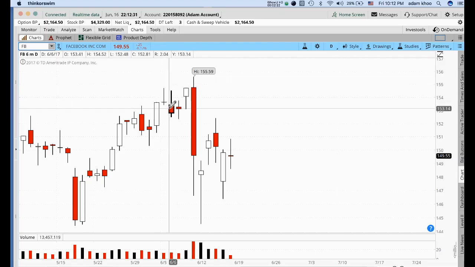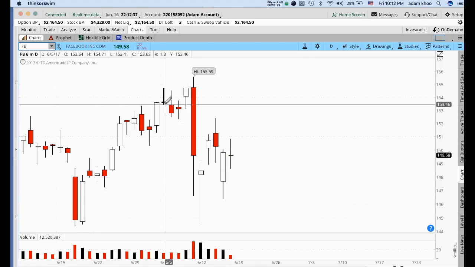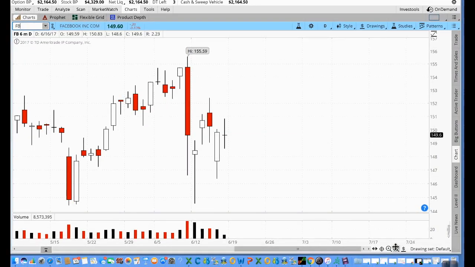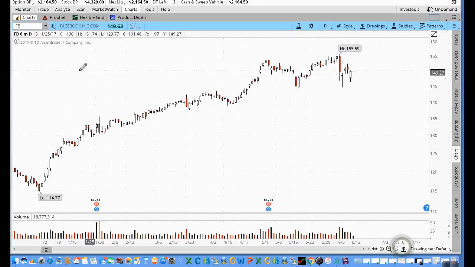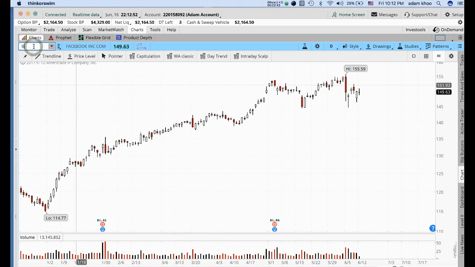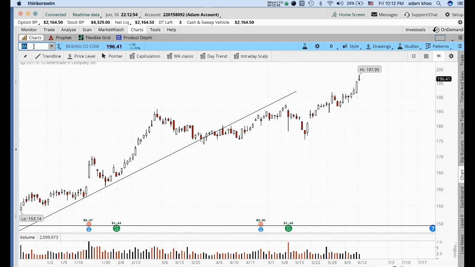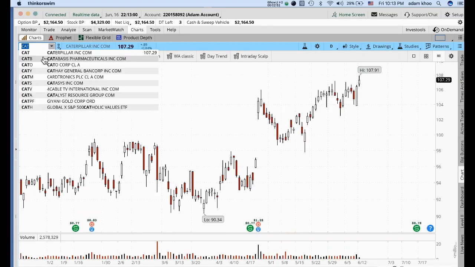Okay, that's important because remember, when we place an order, we want to place our order 3 or 5 cents above the high or the low of the candle. So by putting the pointer over there, we can see the high and the low immediately. Okay, great. So let me zoom out, and well, let me put another stock like Boeing, for example. Put in a clean stock. Okay, Caterpillar, great.